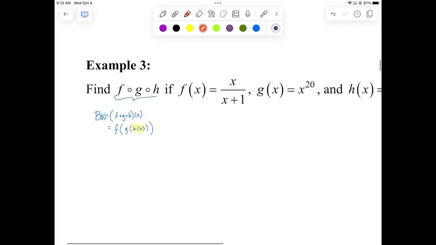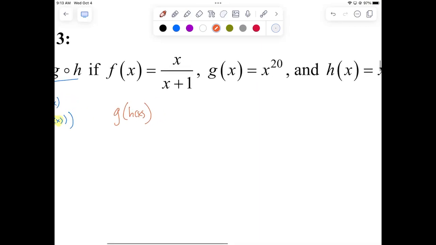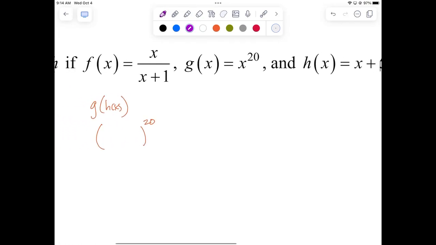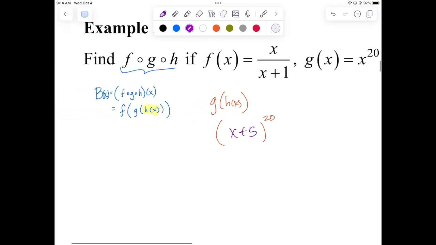Okay, so let's come up to the side here and look at, highlighter. Let's just look at g of h of x. We have the two system mastered, don't we? Let's go ahead and see what that gives us. I'm starting with the outer function g, which is blob to the 20th power. And what am I plugging in for the blob? I'm plugging in h, which is x plus 5. So now I have x plus 5 to the 20th power. That's what I need to plug into f.